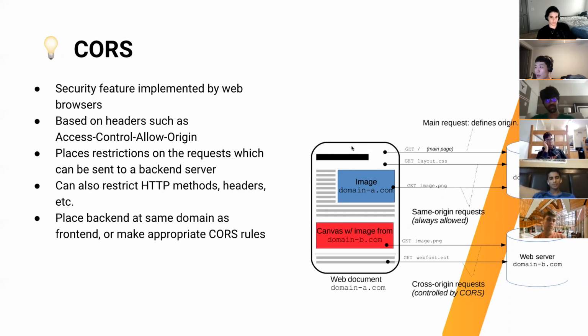Usually the solution to this is just to have your backend at the same domain as your front end. So if you have domain A, you have api.domaina.com. Otherwise, you just have to set up the CORS rules appropriately to make sure that all your requests can get through.